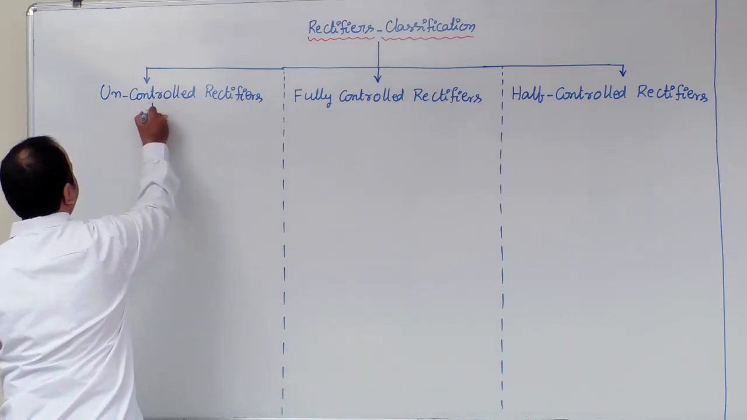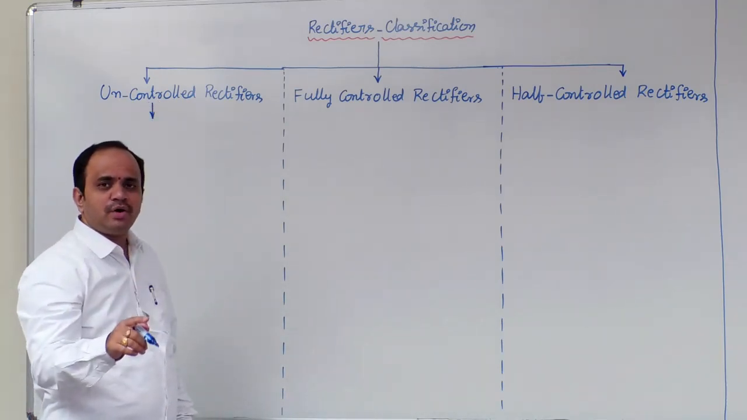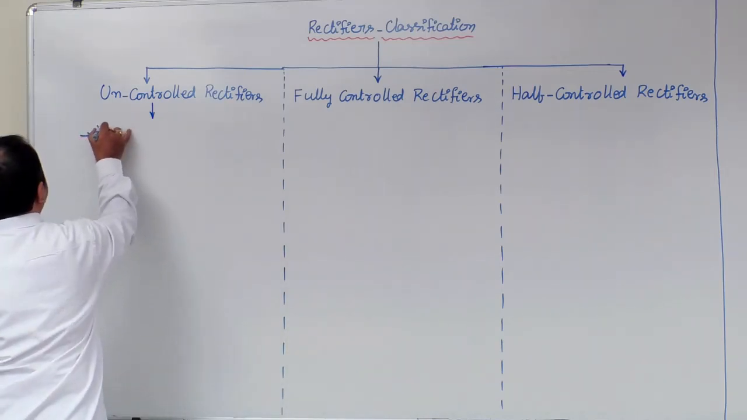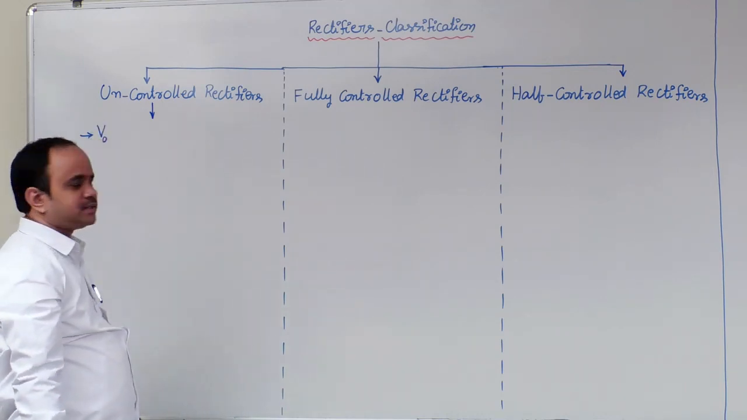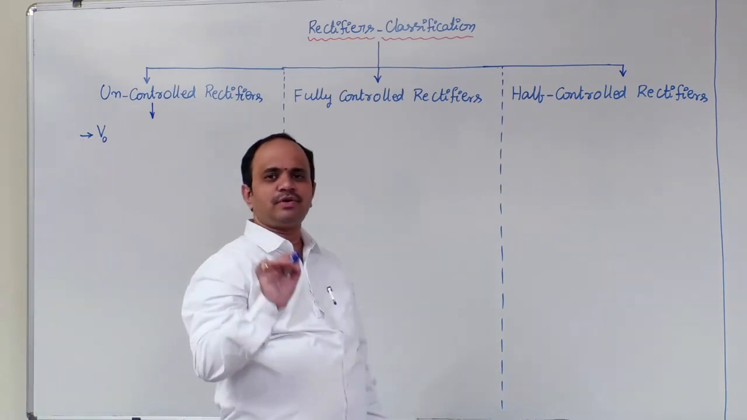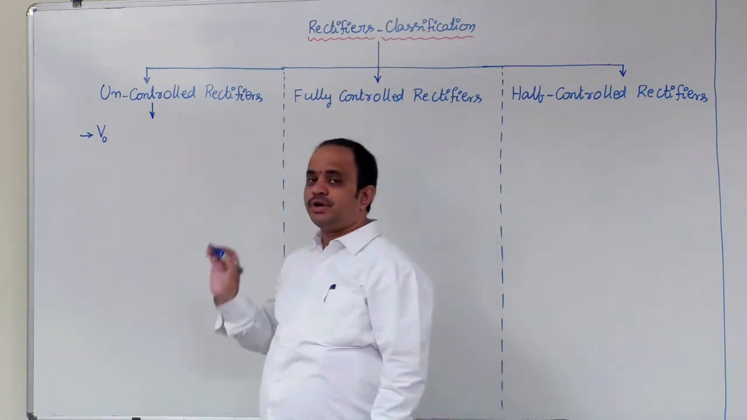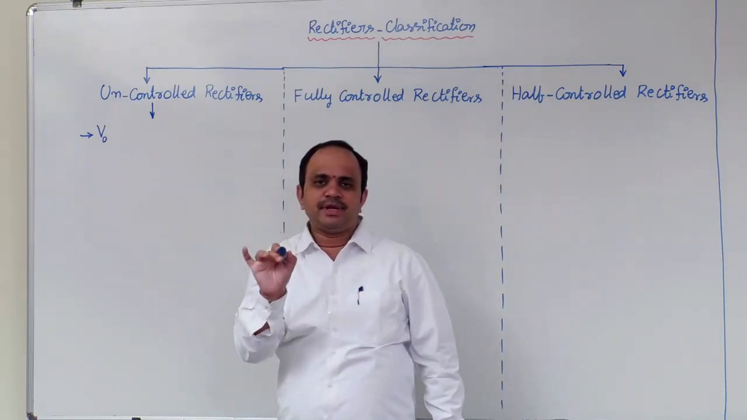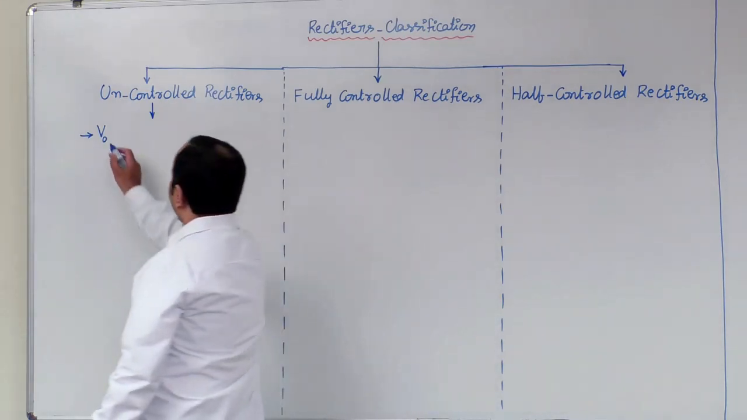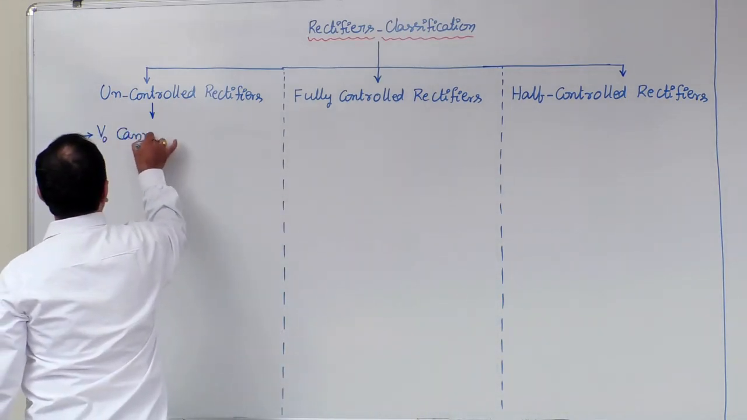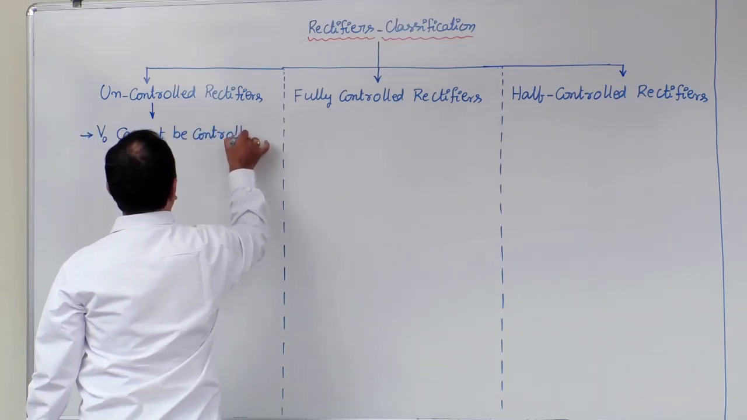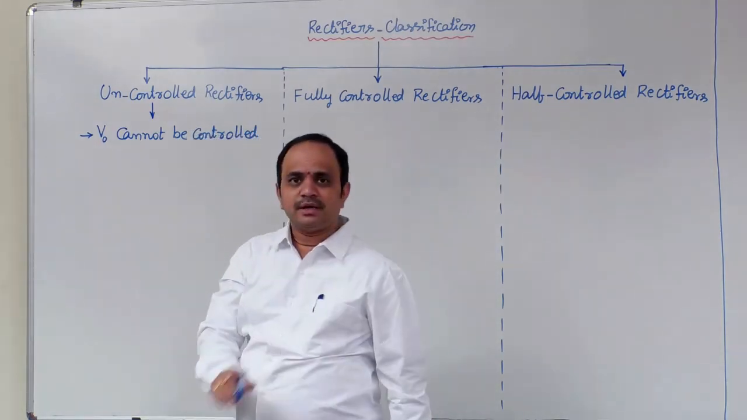Now, uncontrolled rectifiers. We will follow our earlier symbol notation. What I told, capital V naught, by this time you should understand and follow that. Capital V naught is the symbol used to represent the average value of output voltage. From now onwards I will not write the full words. Capital V naught, that symbol itself indicates the average value of output voltage. V naught cannot be controlled.